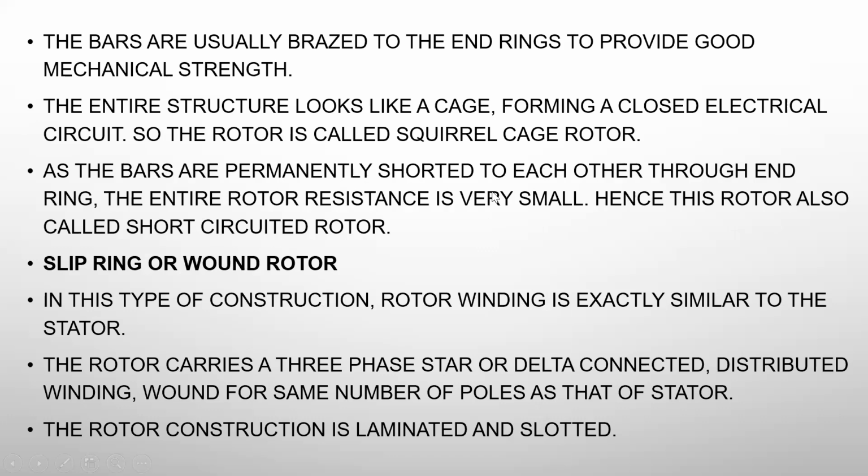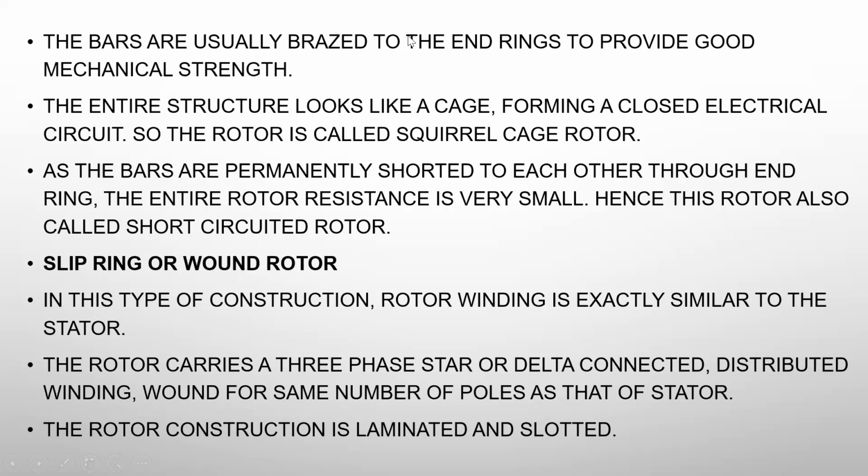As the bars are permanently shorted, the entire rotor resistance is very small. A shorted circuit will have a small resistance value, while an open circuit will have infinite resistance. These are basics we have to understand. If the transformer secondary winding is shorted, it has a very low resistance value, but when it is open, it is infinite. So this rotor is called a short circuited rotor.